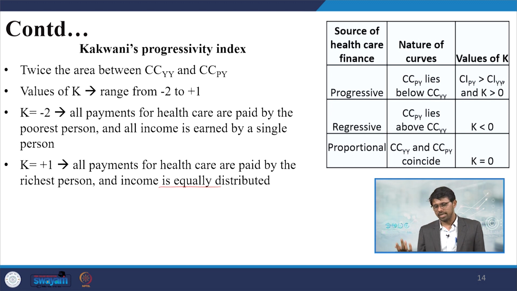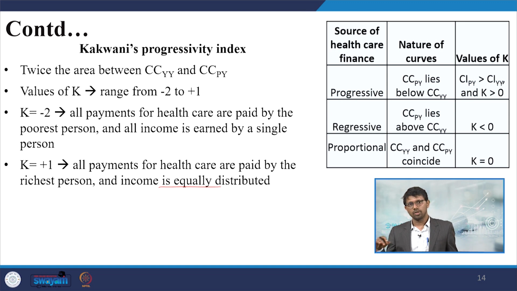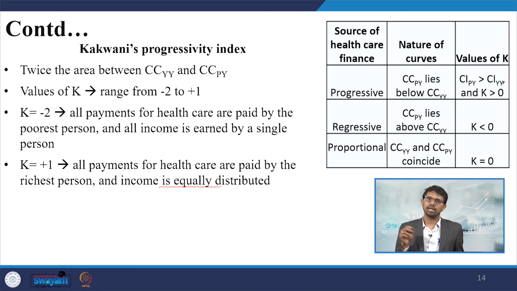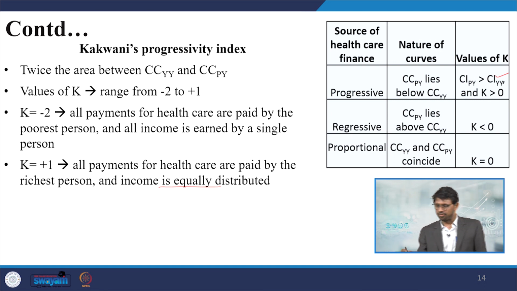So far as sources of healthcare financing are concerned, either it will be progressive or regressive. In the progressive case, the nature of the curve, we have already mentioned, is that the CCPY lies below that of the CCYY, and in that case Kakwani's K index value will be higher, with CIPY greater than CIYY. Hence, K should be positive. In the regressive case, just the reverse is noted.